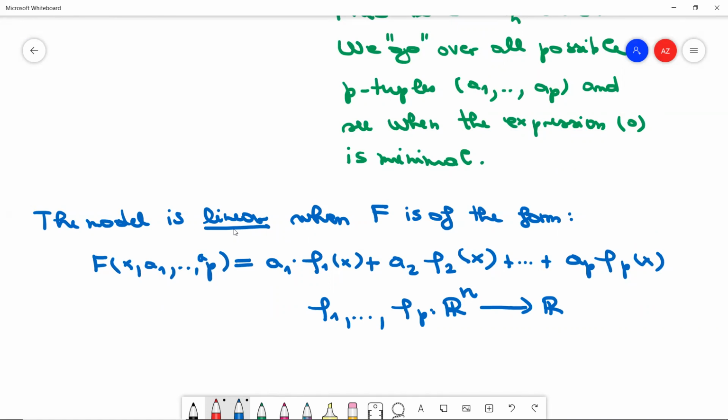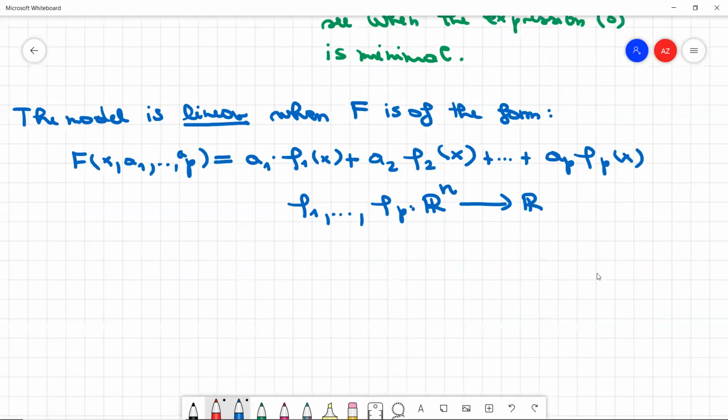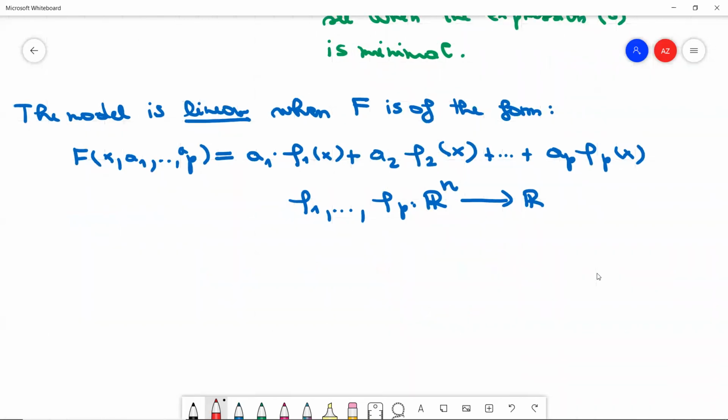So this linear part refers to these parameters a1 up to ap. They're just a1 to the power of 1. We don't allow higher powers, and we don't allow transcendental functions, let's say trigonometric functions. If we had cosine of a1 here, then this wouldn't be a linear model. So this linearity refers to those a's.